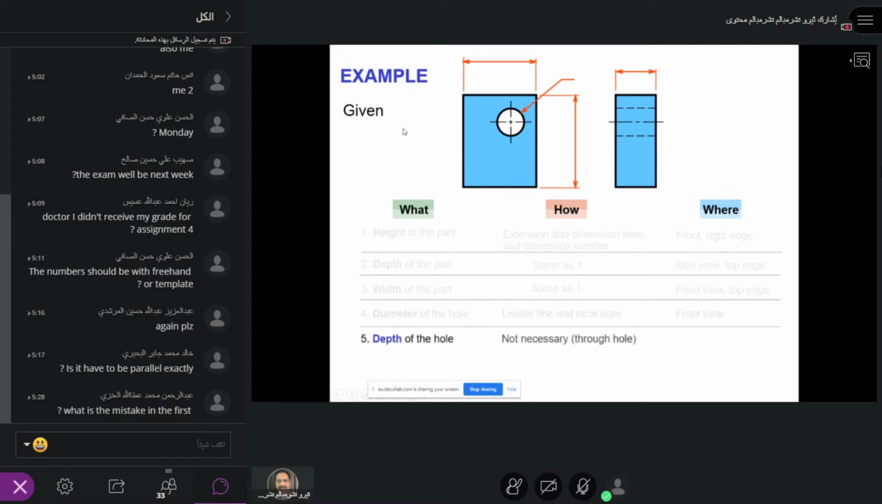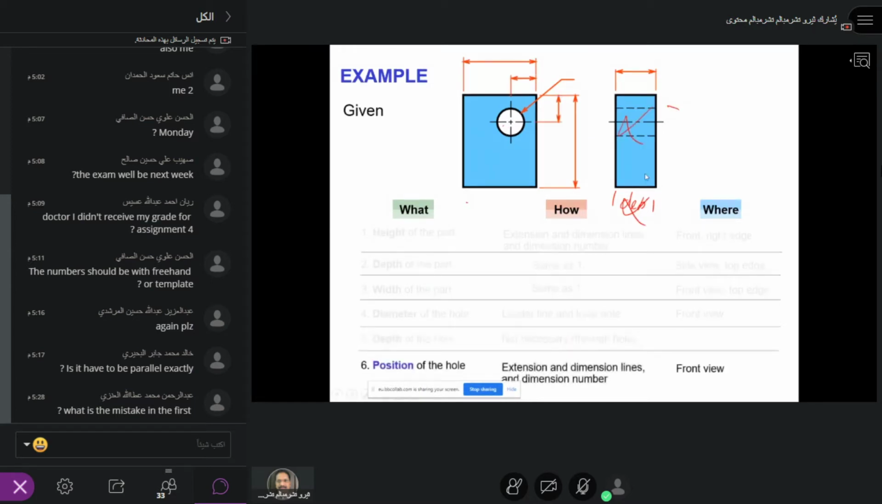Then the depth of the hole. It's not necessary because it's a through hole. The hole is through, so I don't put any dimension for this. And don't write the depth of the hole. Again here, depth is not necessary, because this hole is already through, so you don't need to measure anything here.